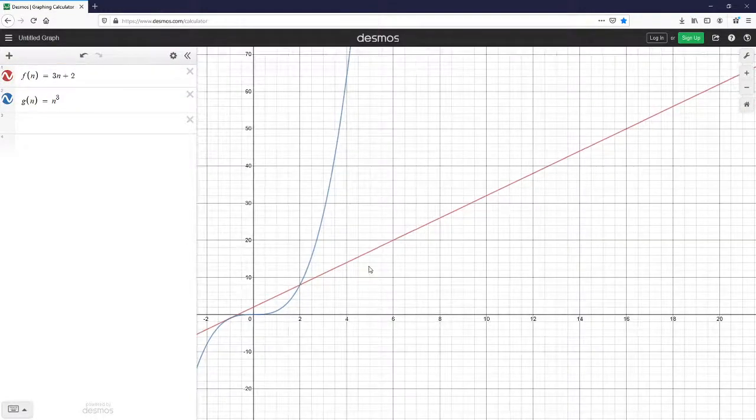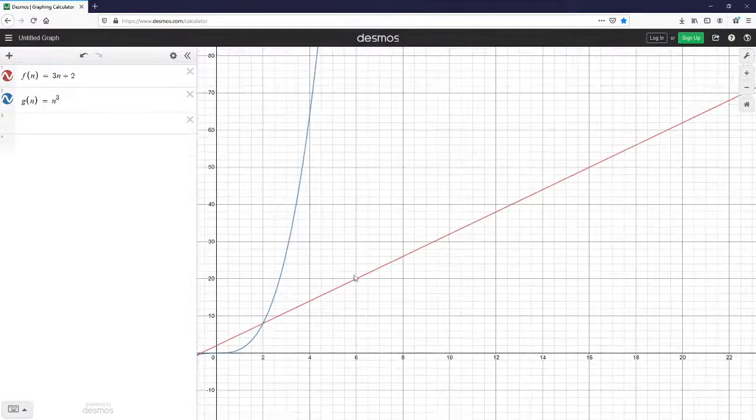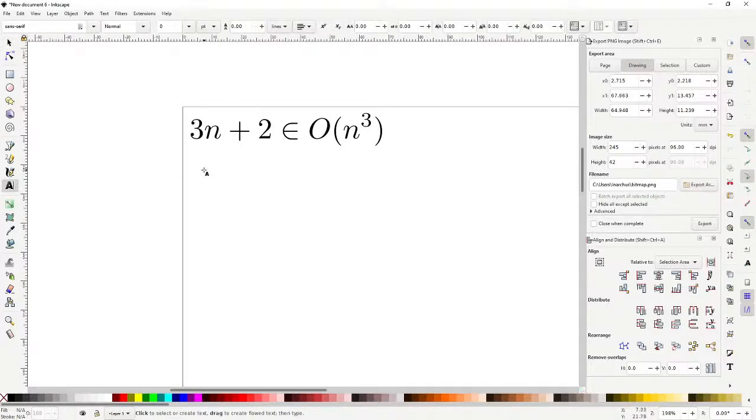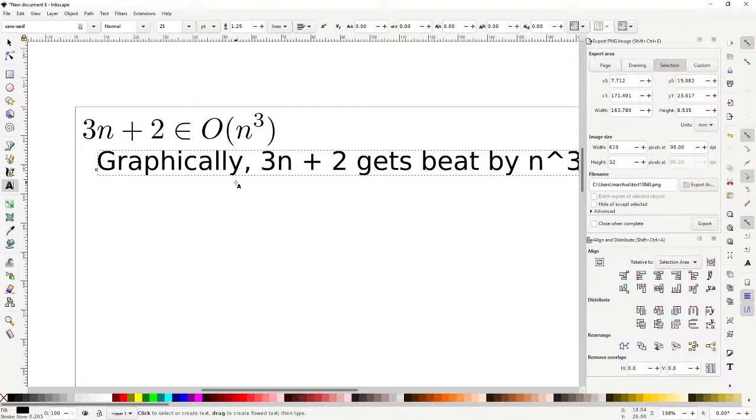Generally we would say that if you had to pick an algorithm that ran in n cubed time or 3n plus 2 time, obviously 3n plus 2 is better, because time going up slower means that we use less time, which is good for our lives. So graphically, 3n plus 2 gets beat by n cubed after n is equal to 2.